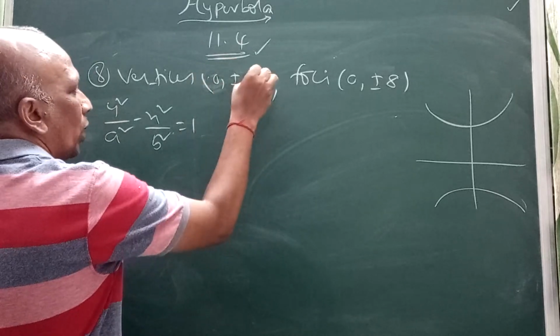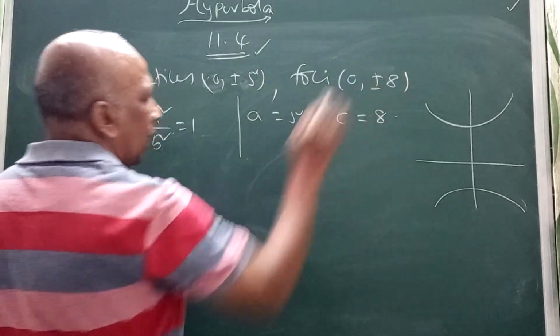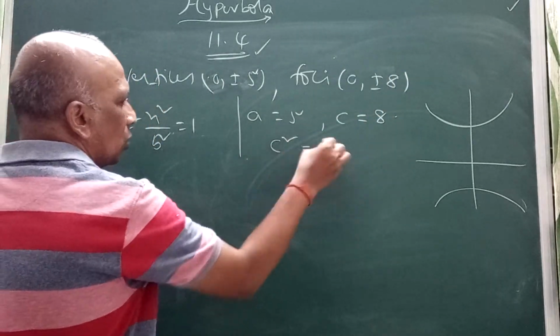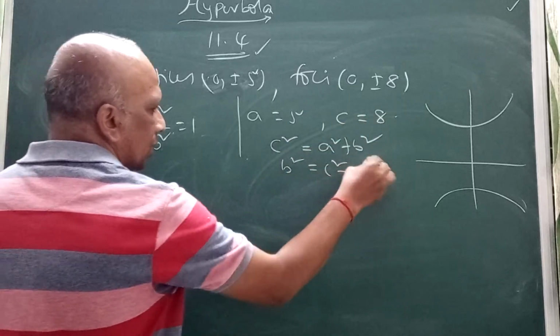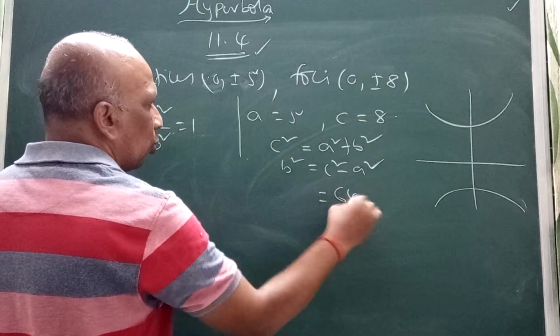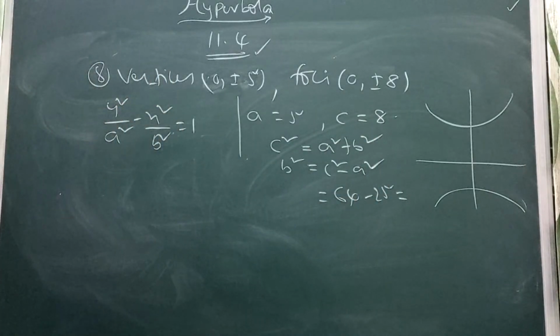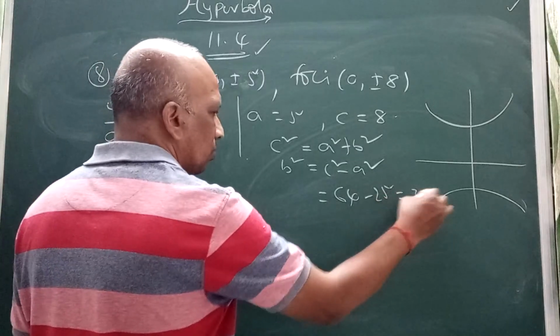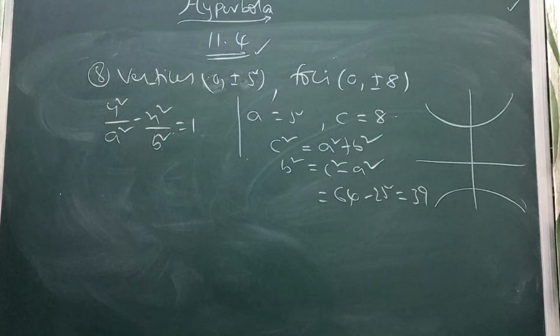Vertices means a is equal to 5. From the foci, c is equal to 8. We know that c square is equal to a square plus b square. So b square is equal to c square minus a square. So 64 minus 25. Check what it comes to now. It comes to 39. Correct? b square is equal to 39, right? You can check that.